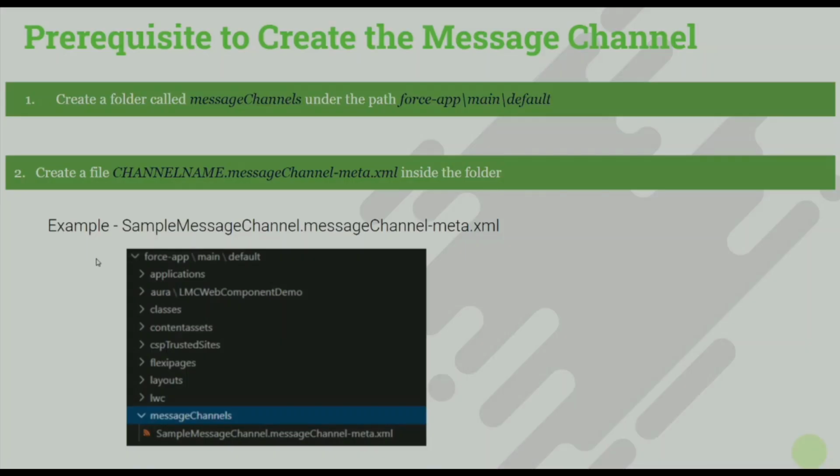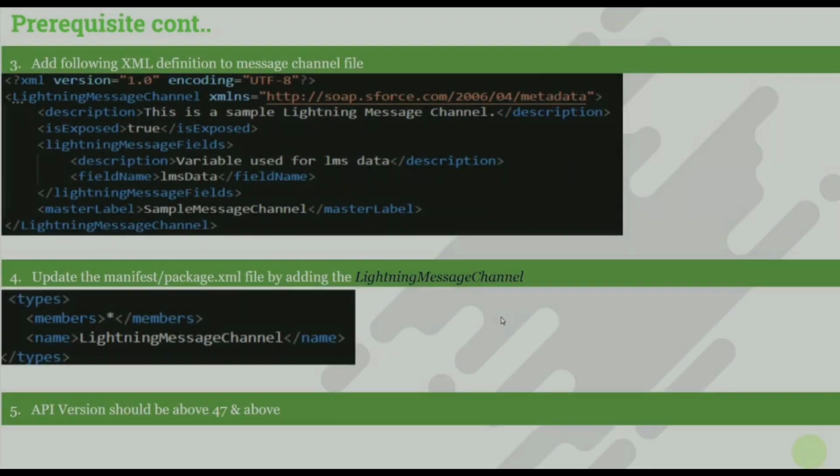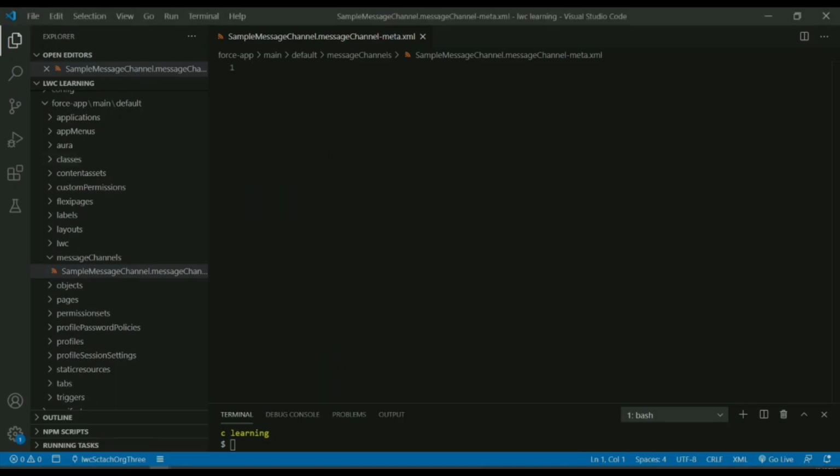Now let's move to the third step. We have to add some meta configuration, the XML definition of the channel file. So let's go and add this. You can copy and paste this configuration from the documentation of Lightning Message Channel as well.